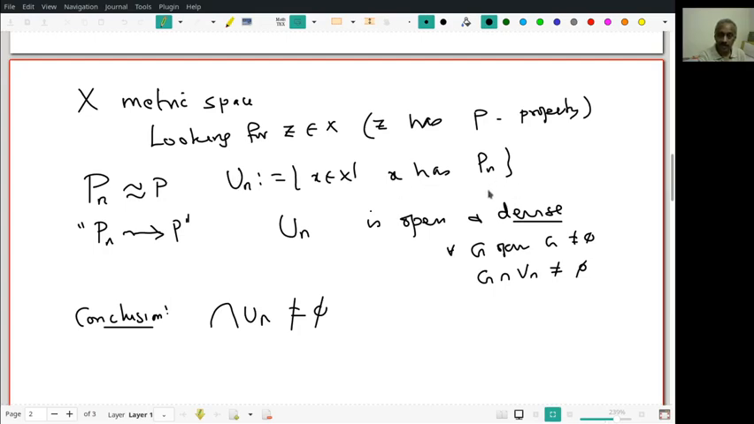Now I am further assuming my Un are open as well as dense. Then what I expect is the conclusion that the intersection of Un is non-empty. That means if you tell me Z belongs to the intersection of Un, since it's non-empty, Z satisfies Pn for every n. Therefore, I expect that it satisfies P. This is not P dash. So I have solved the problem. This is the basic idea.